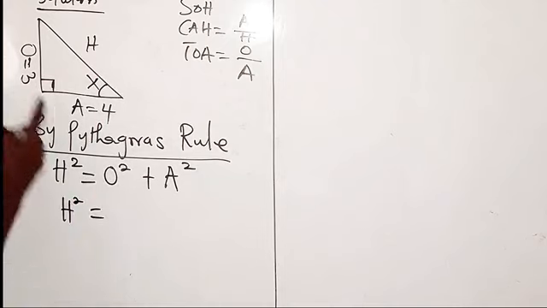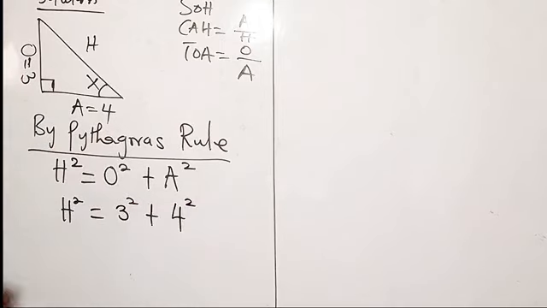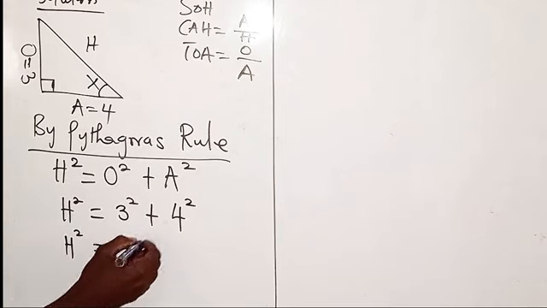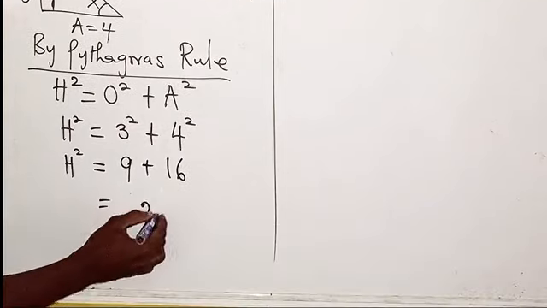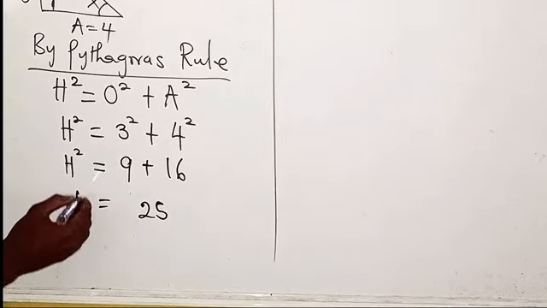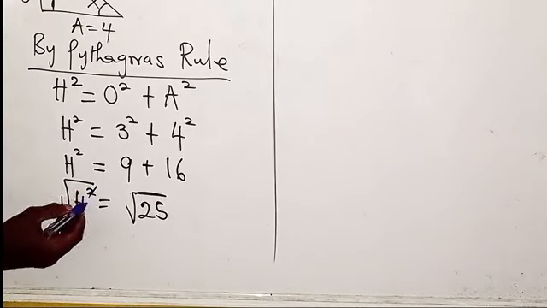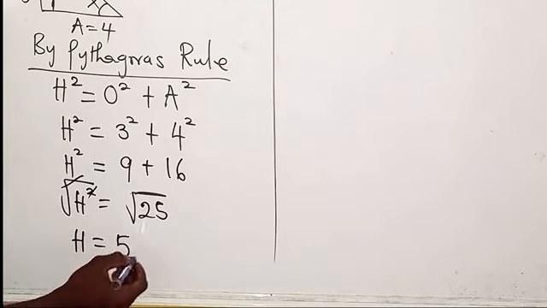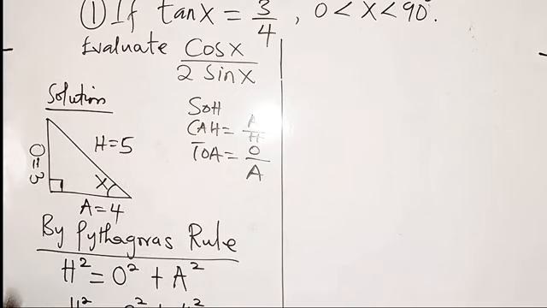H squared equals 3 squared plus 4 squared. So h squared equals 9 plus 16, which gives us 25. Now we take the square root of both sides, and h is the square root of 25, which is 5. So we have gotten all 3 sides of the right angle triangle.